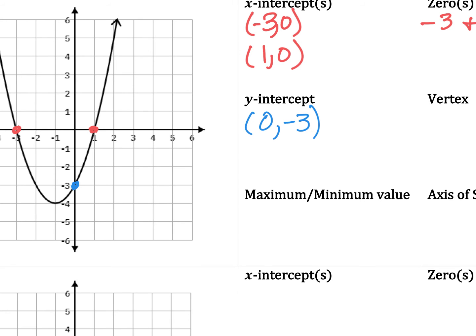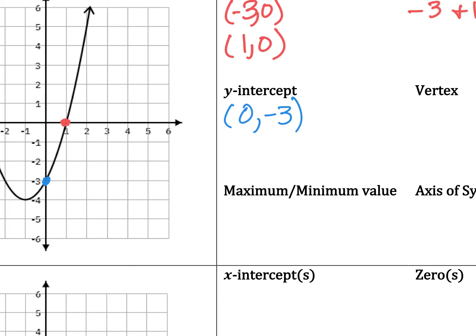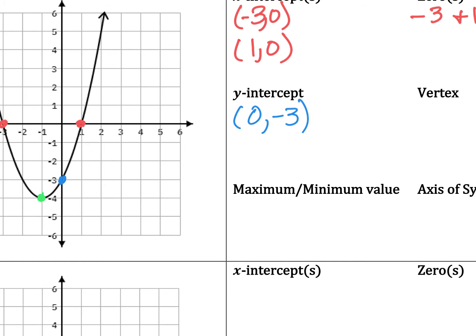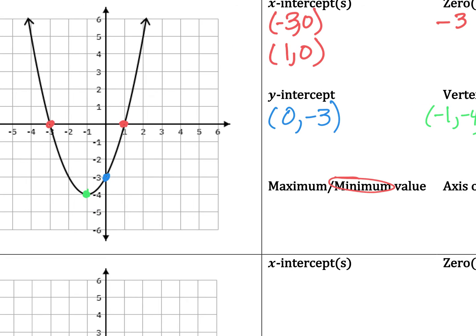So the vertex is located at the turning point. So your vertex is located down here, at this turning point, and that will be at the ordered pair of -1, -4. So if you look at this graph, we ask ourselves, does it have a maximum or minimum value? It has a minimum value, which is the lowest point, okay? And that minimum value is at what number? What's the lowest it goes down to? -4 will be the minimum value.